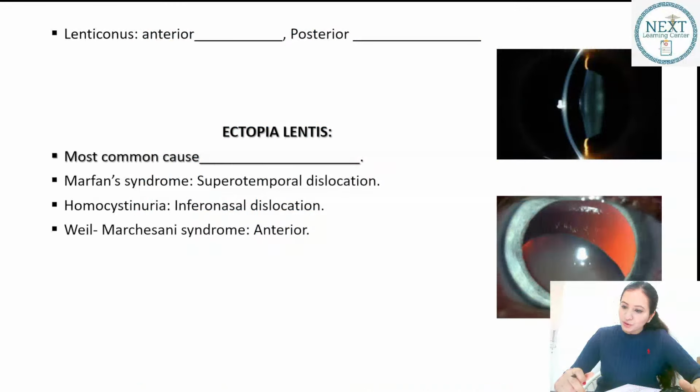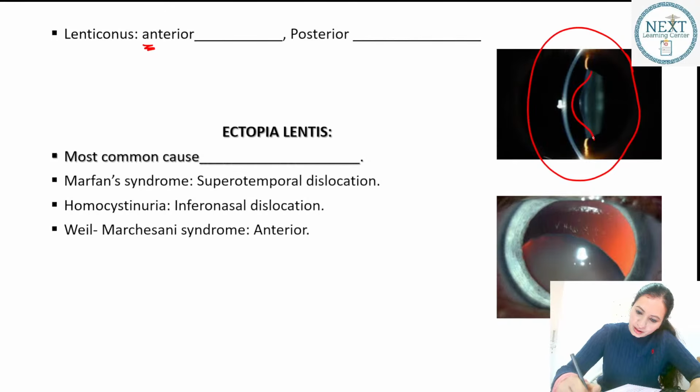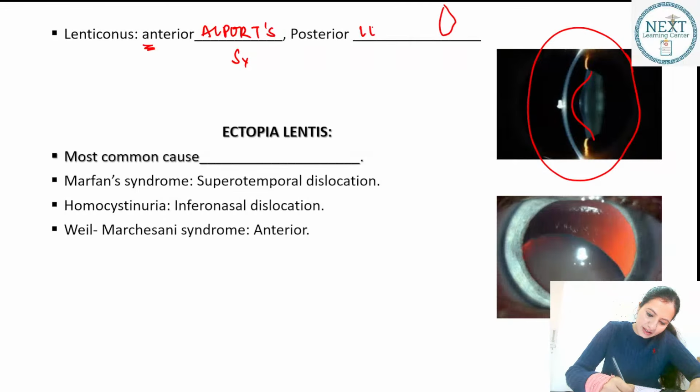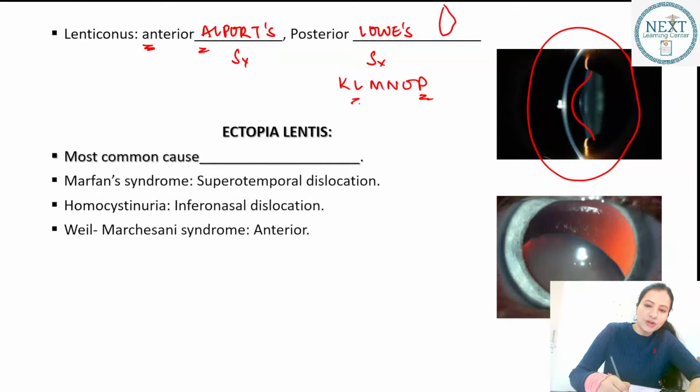So let's start with the first topic of the day, that is lenticonus anterior. This is how your lenticonus anterior will look. This is your lens. It is seen in Alport syndrome. Then you have lenticonus posterior, that is seen in Lowe syndrome. A anterior, A Alport, and KLMNOP. So posterior is seen in Lowe syndrome.